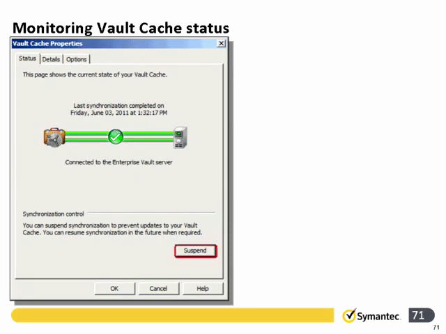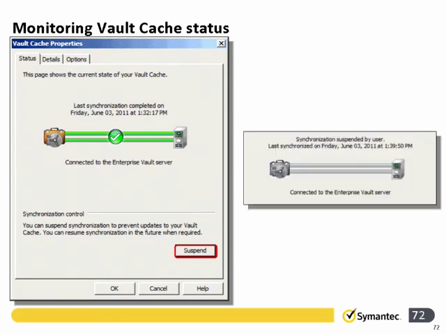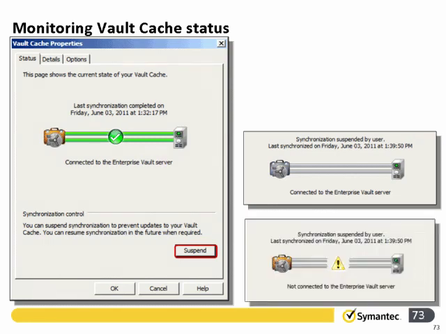Now, you will notice here in the bottom of the Vault Cache properties, we also have the ability to suspend the synchronization. If you click on Suspend Synchronization, the status bar will come up, and the status will display that the synchronization was suspended by a user, and the actual button will switch over to say Resume instead of Suspend. If the synchronization was suspended and for some reason I couldn't actually reconnect, you will get this icon that says that it was suspended by the user, but we're not currently connected to the Enterprise Vault server, so therefore we cannot resume the synchronization process.